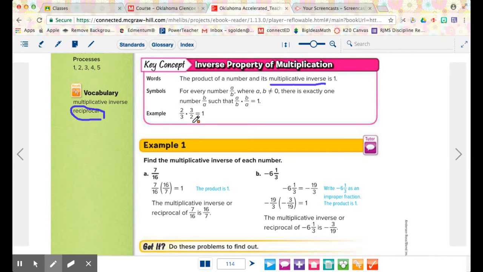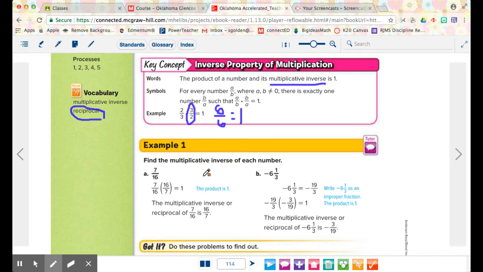It's inverted, it's flipped. So if we multiply those, 2 times 3 is 6, over 3 times 2, which is 6. 6 over 6 equals 1. So 3 over 2 was the multiplicative inverse of 2 over 3 because if we went back and multiplied them, it equaled 1. So that's kind of the definition of multiplicative inverse.